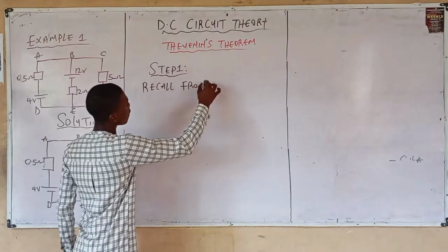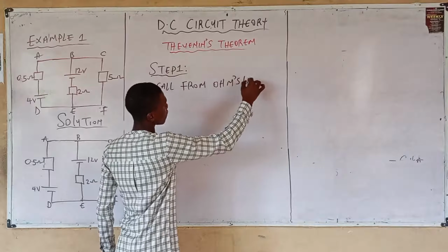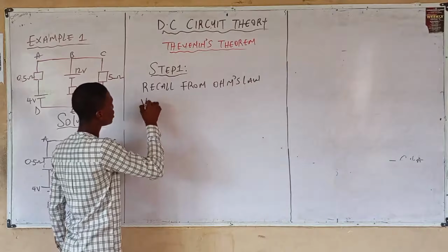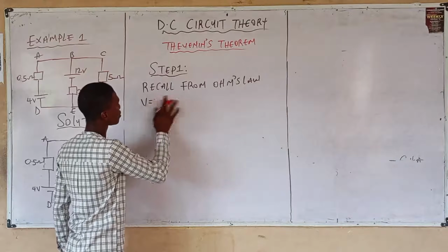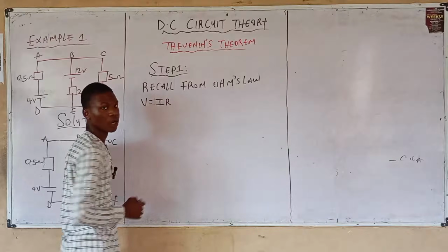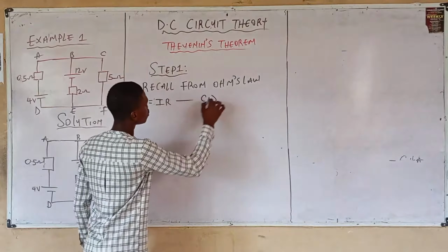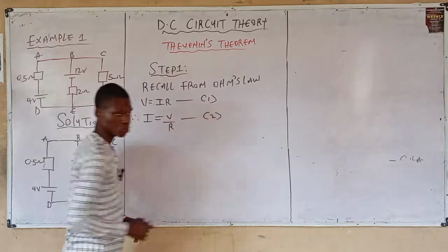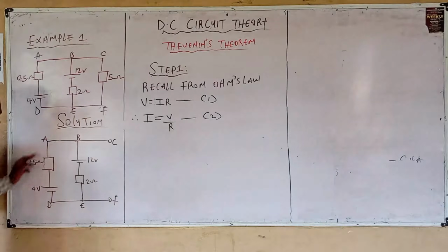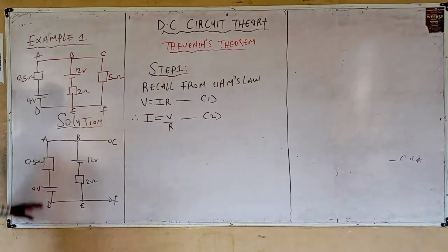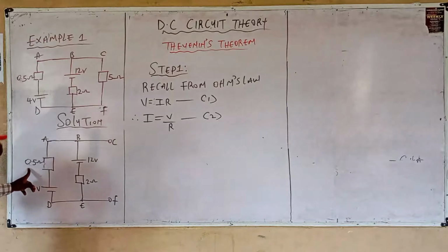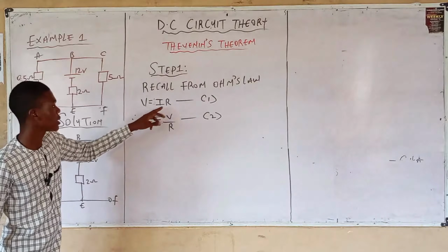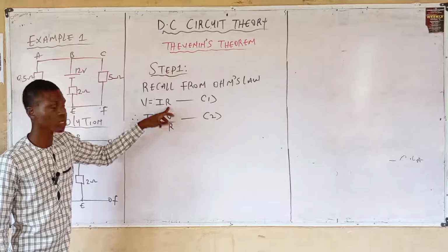from Ohm's law, V is equal to IR. Call this equation 1. So therefore, I is equal to V over R. Call this equation 2. What it means is that to convert your 0.5 ohms to a voltage so as to obtain the net voltage in branch AD, you need the current of this 0.5 ohm resistor. Recall from Ohm's law, voltage is equal to I times R, current times resistance.